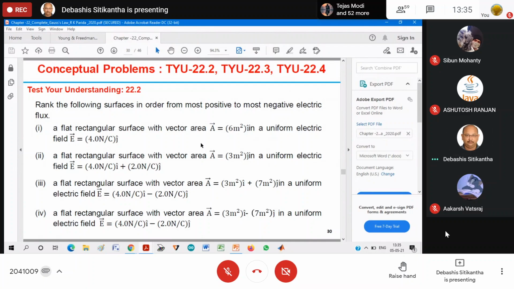Now, the first surface is a flat rectangular surface with this area vector in a uniform electric field, which is given by this vector. You all know how to solve it. It is E vector dot A vector. That means over here, you are going to make use of the vectors. Now, you people start solving this problem. Please note it down and try to solve it.